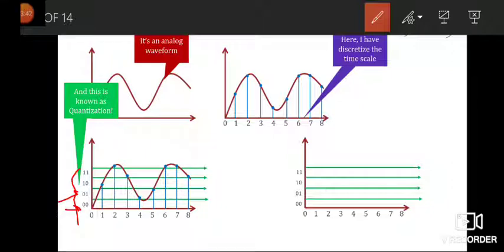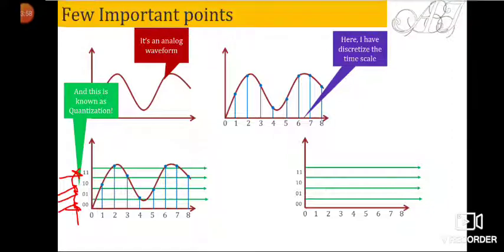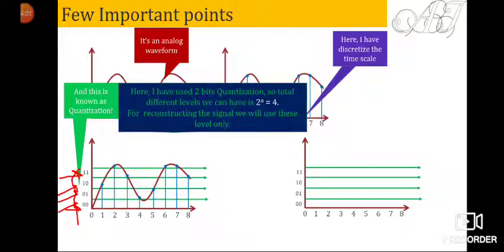What I will say is that I will represent my signal in the form of these levels only. I will say that the value of my signal is either 00 or 01 or 10 or 11. That's all. Here I have used 2 bits quantization, so the total different levels I can have is 2 raised to the power 2, that is 4. So I will use these 4 levels only for representing my signal. So let's say at time t is equal to 1, this value is corresponding to which level? Level 10.